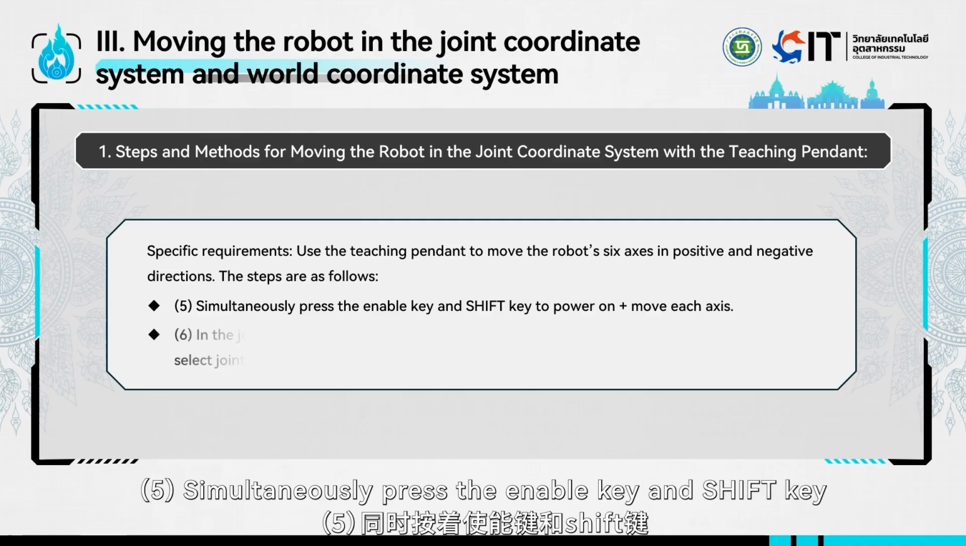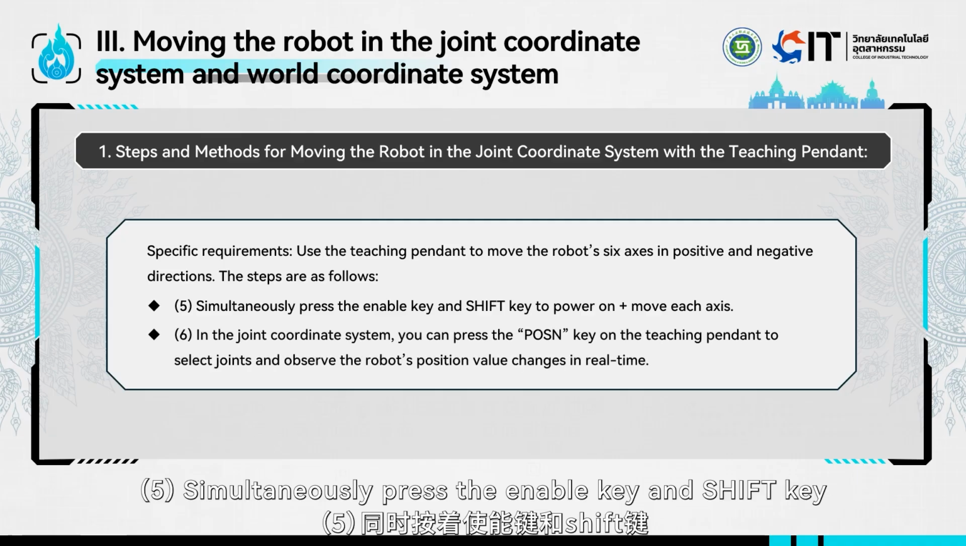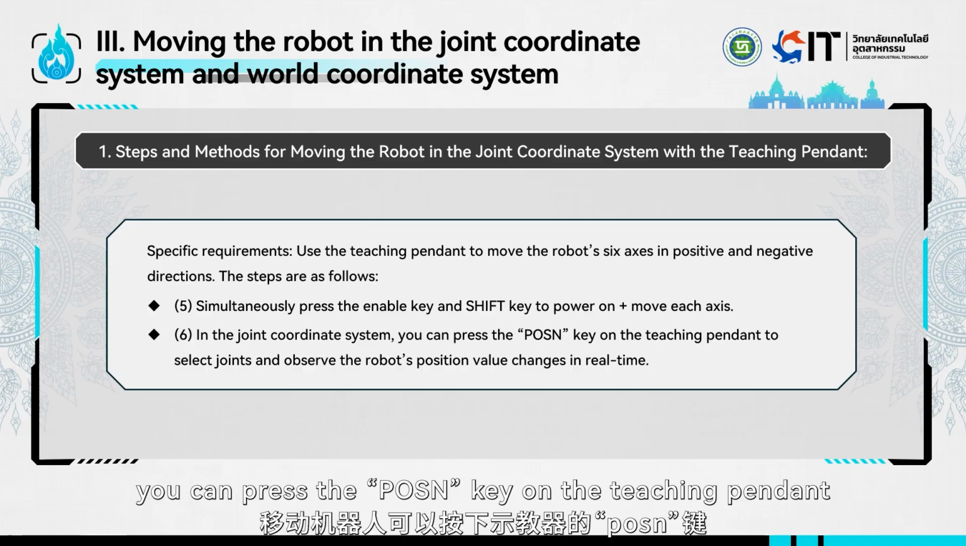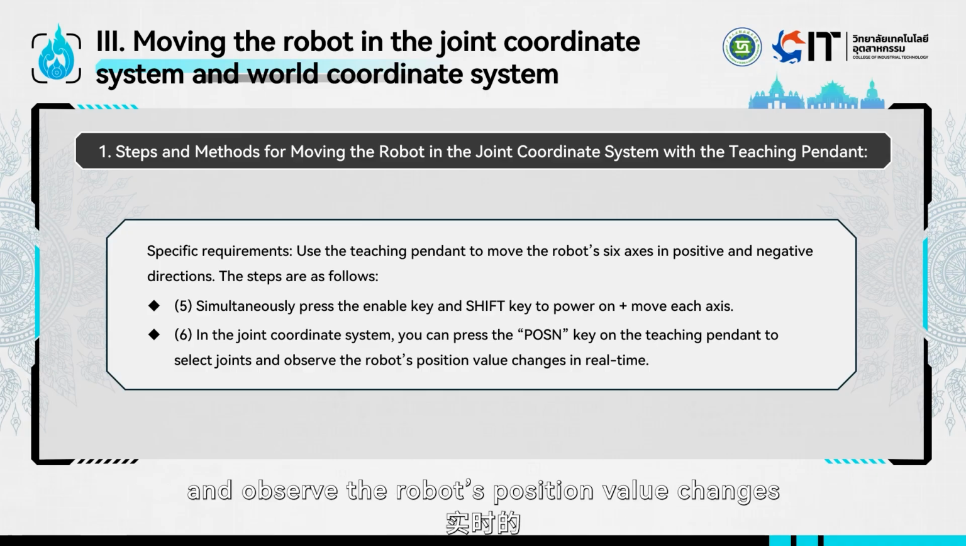5. Simultaneously press the enable key and shift key to power on plus move each axis. 6. As shown in the figure, in the joint coordinate system, you can press the POSN key on the teaching pendant to select joints and observe the robot's position value changes in real time.